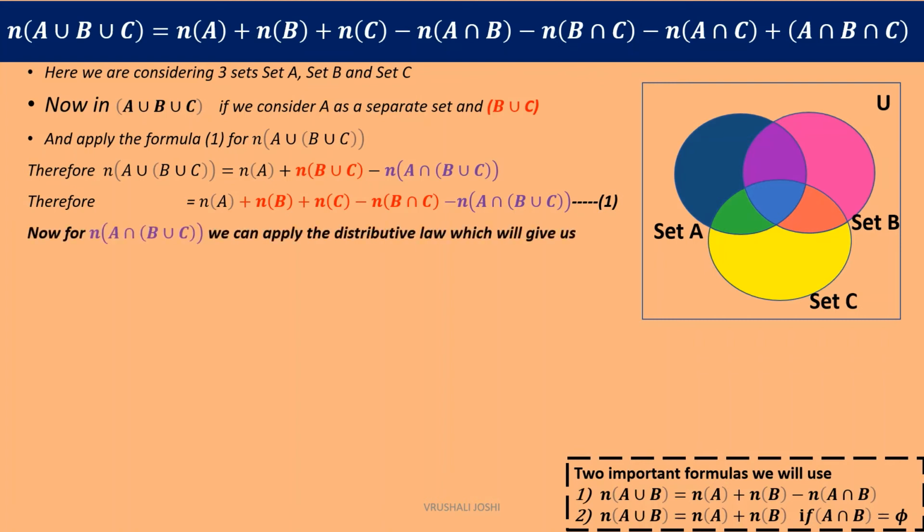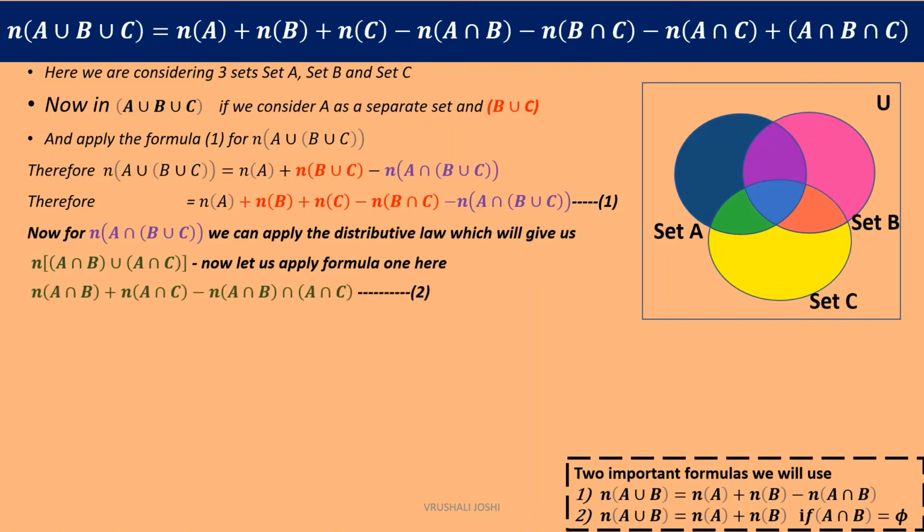Now look at the last part. Which one? n of A intersection B union C in the bracket. We can apply the distributive law there. What is the distributive law? A intersection B union C. The distributive law says it will be A intersection B union A intersection C. Correct? The n remains there because that's how the whole equation goes. So it will be n of A intersection B union A intersection C.